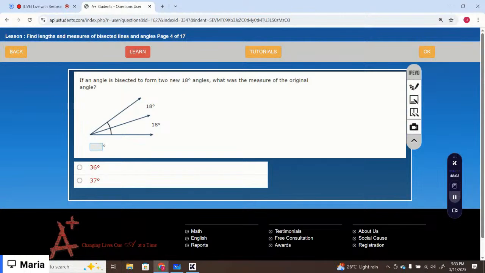If an angle is bisected to form two new 18-degree angles, what was the measure of the original angle? That is 36 degrees. Option number one is the correct option.